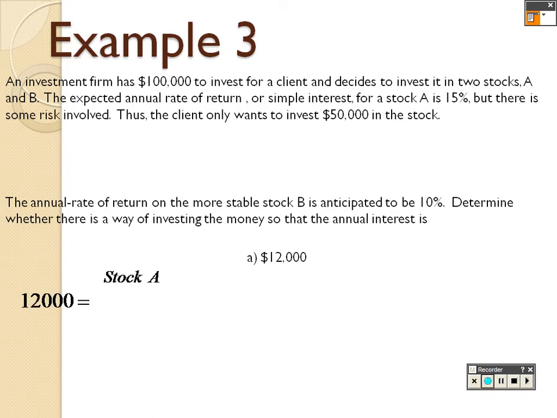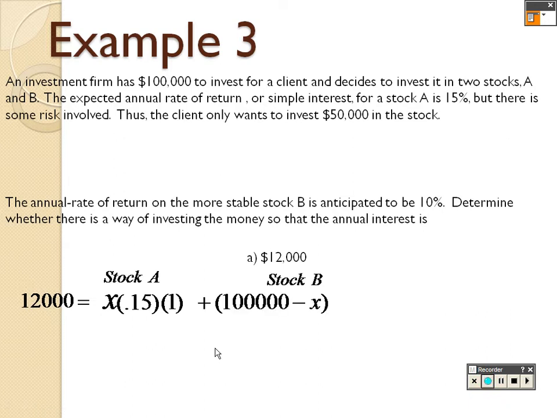So let's look at 12,000. Stock A is x times the rate, right? Because I don't know how much money I'm putting in yet, but I do know that the rate is 15%, and the time is 1 year, because we just want to know what happens after 1 year.